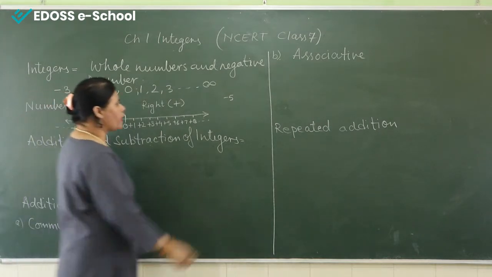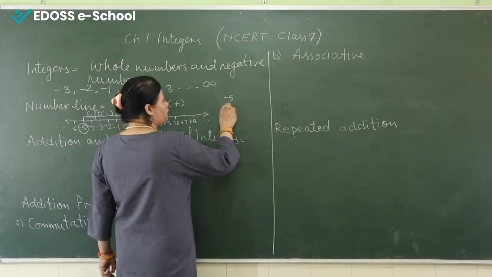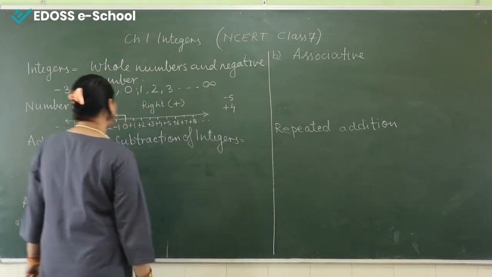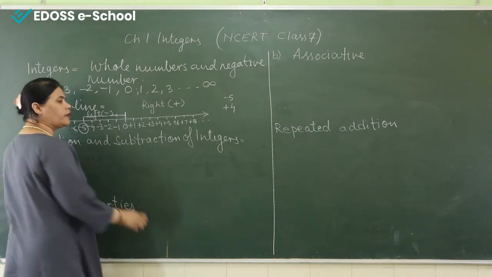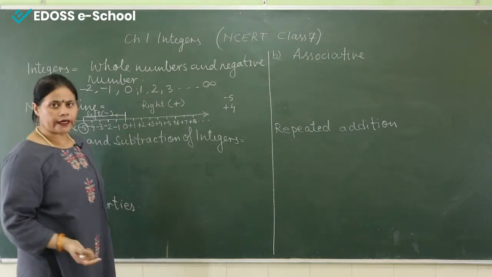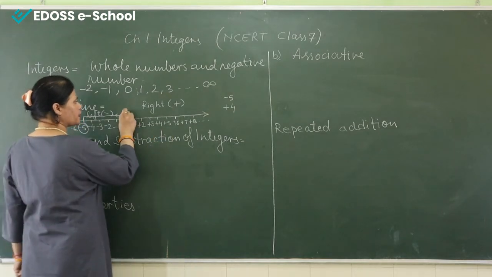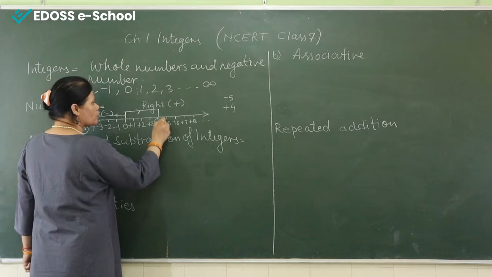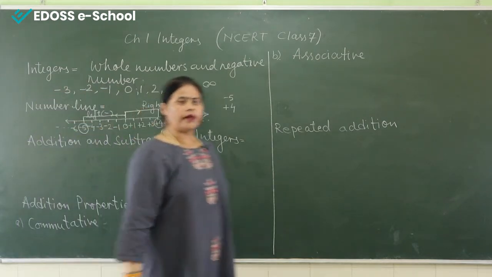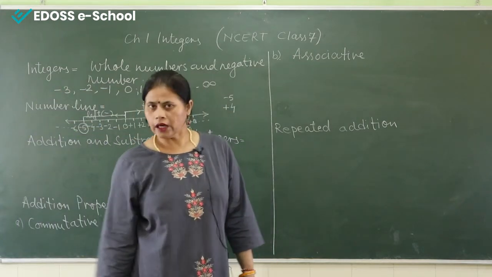For example, if I am asking about +4, again you have to stand on 0 and move to the right hand side, because positive numbers are here. So here it is, this is +4. So these are the positive and negative integers you have to plot on the number line.